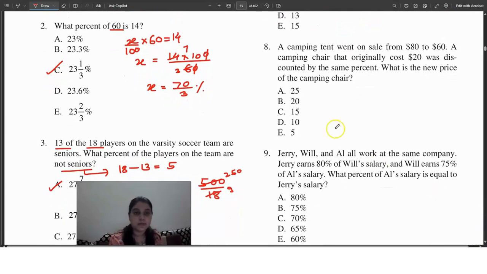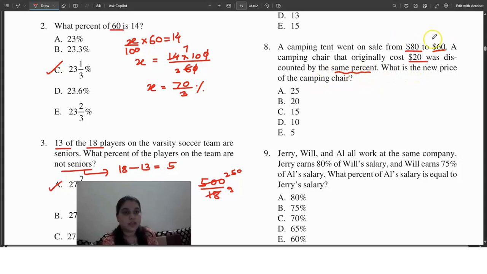8th question. A camping tent went on sale. Initially it was $80. It went to $60. A camping chair was originally $20. It was discounted by the same percent. What is the new price of the chair?